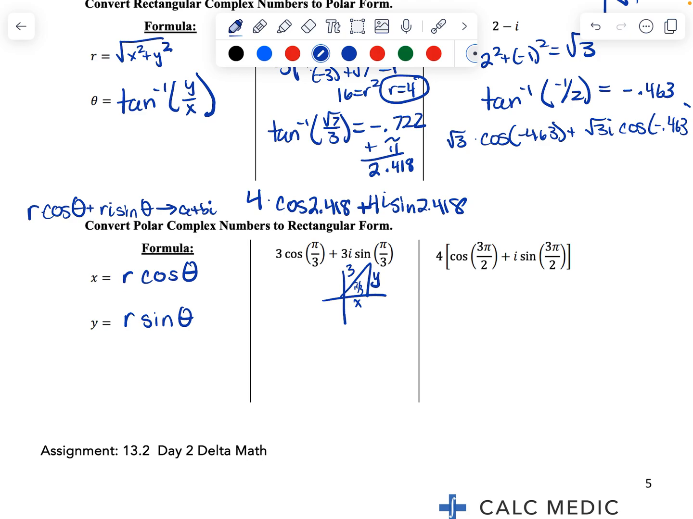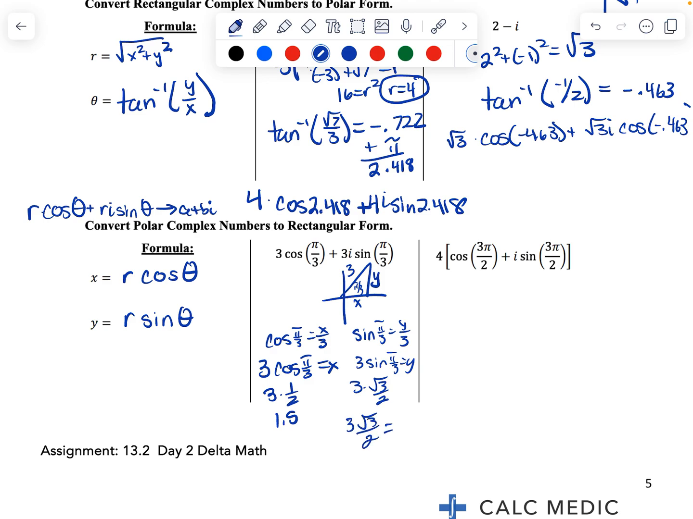Okay, so the cosine of pi over 3 equals x over 3. So 3 cosine of pi over 3. So that'd be 3 times half, or 1.5. And the sine of pi over 3 equals y over 3. So 3 times the sine of pi over 3 equals y. So 3 times root 3 over 2. So 3 root 3 over 2 is our y value.